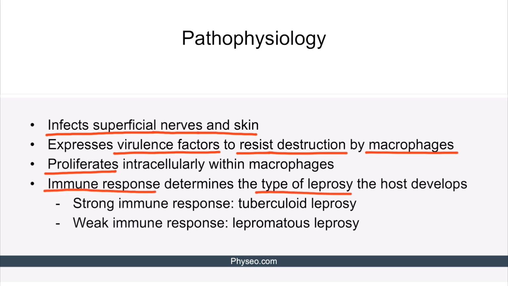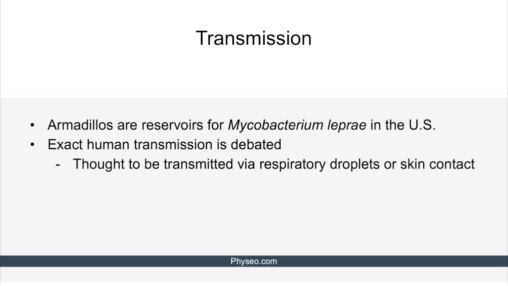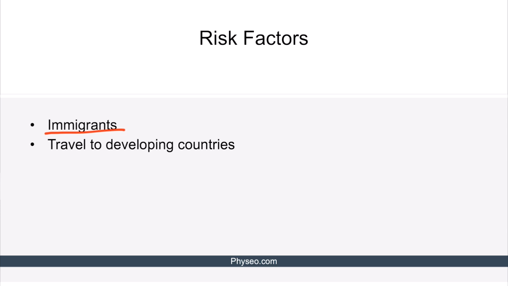A strong immune response to Mycobacterium leprae will result in tuberculoid leprosy, and a weak immune response will result in lepromatous leprosy. As far as transmission goes, armadillos are known reservoirs for Mycobacterium leprae in the US and are thought to contribute to transmission. Exact human transmission remains debated. Currently, the disease is thought to be transmitted either via respiratory droplets or skin contact. It's typically seen in either immigrants or people with recent travel to developing countries.